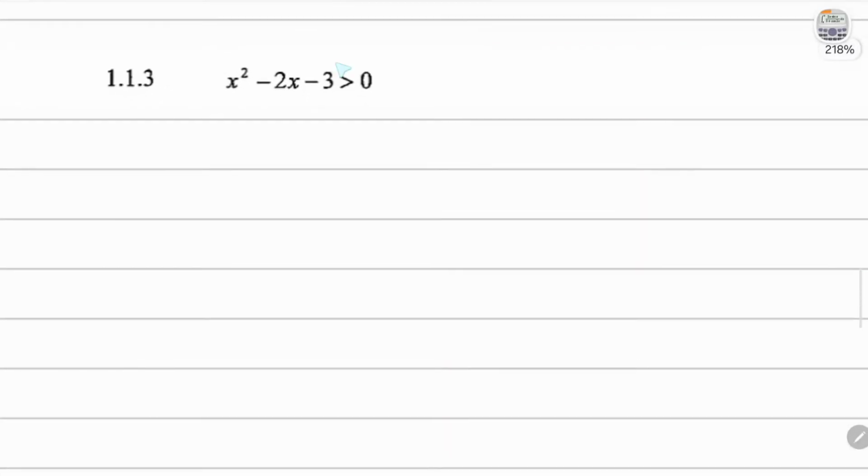Question 1.1.3, we are asked to solve for x given this quadratic inequality. Because we have a quadratic expression on this left-hand side, we have to factorize it. To factorize this expression, we open up 2 brackets, and it is still greater than 0. Then we ask ourselves, what multiplied by what gives you x squared? That would be x multiplied by x. And what multiplied by what gives you a negative 3? The factors of 3 would be 3 and 1. But you know that it should give you a negative 3, so one should be negative and one should be positive.